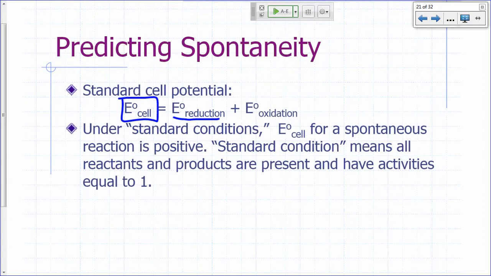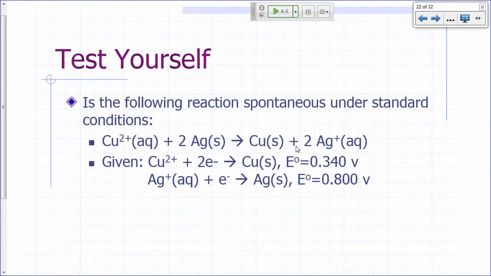So under standard conditions, the standard cell potential for a spontaneous reaction is positive. A standard condition simply means that all the reactants and products are present and have activities equal to 1. Okay, so that means your reaction quotient under standard conditions is 1, when all the activities are 1.